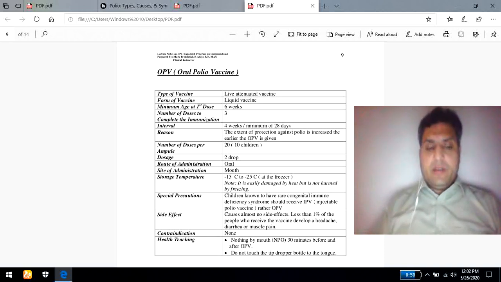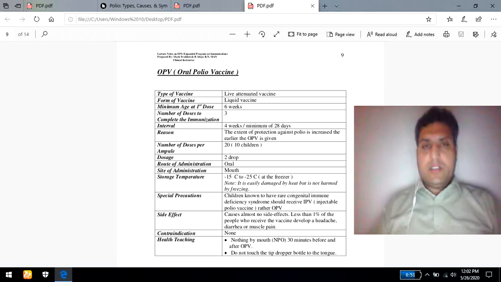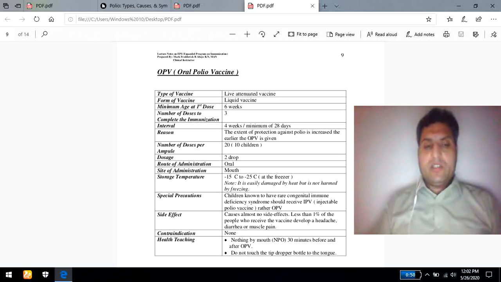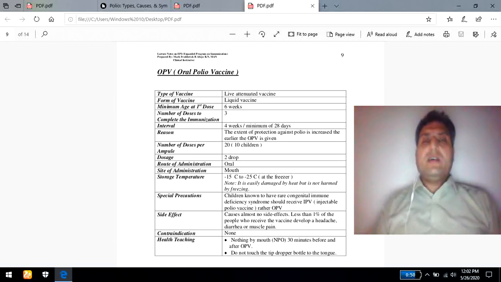Where the paralytic or severe poliomyelitis has three further types. The first one is spinal poliomyelitis, which is related to the spinal system, spinal cord. The next one is bulbar poliomyelitis, and the last one is bulbospinal poliomyelitis. So these are basically the three types of paralytic poliomyelitis.